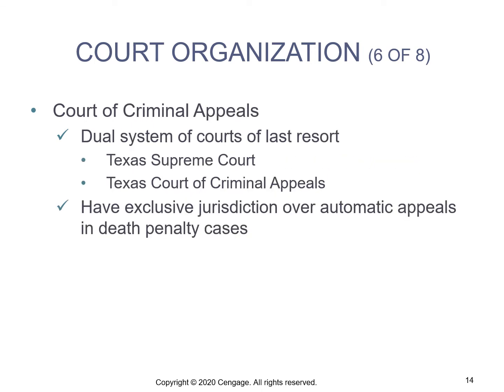Court of Criminal Appeals. Dual system of courts of last resort. Our two highest courts in Texas, this is very important, are the Texas Supreme Court and the Texas Court of Criminal Appeals. The Texas Court of Criminal Appeals has exclusive jurisdiction over automatic appeals and death penalty cases. That means it is the only court that hears those cases. In 2015, the courts of appeals disposed of over 11,000 cases, and they reversed the decision of the trial court in only 7% of those cases.